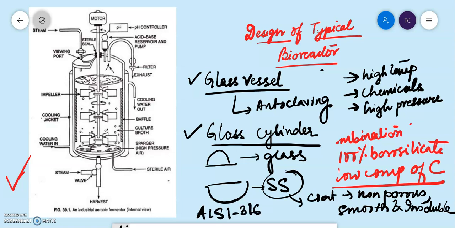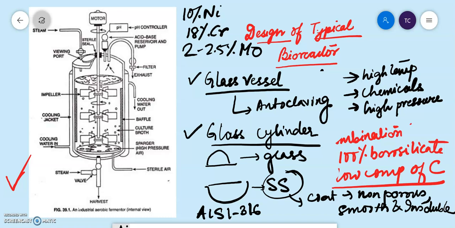The commonly used stainless steel is AISI 316, which contains 18% chromium, 10% nickel, and 2 to 2.5% molybdenum. As the size of the bioreactor increases, the thickness is also increased. So this is about the construction material of your bioreactor.